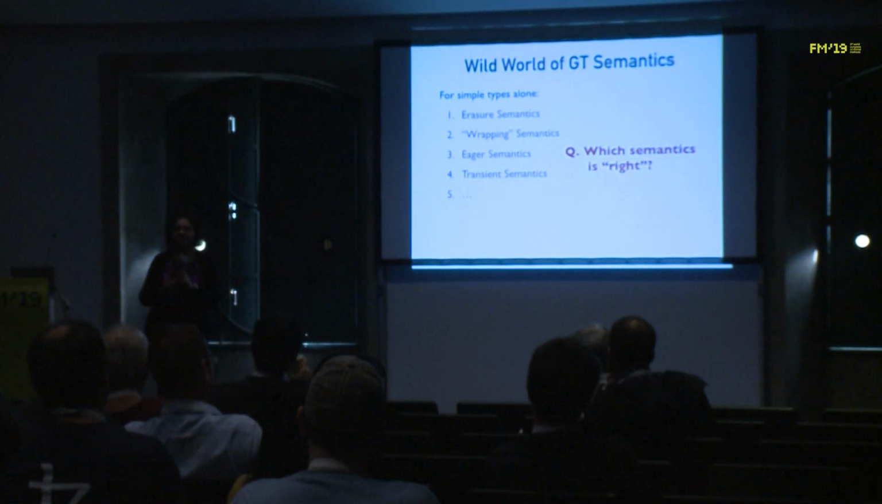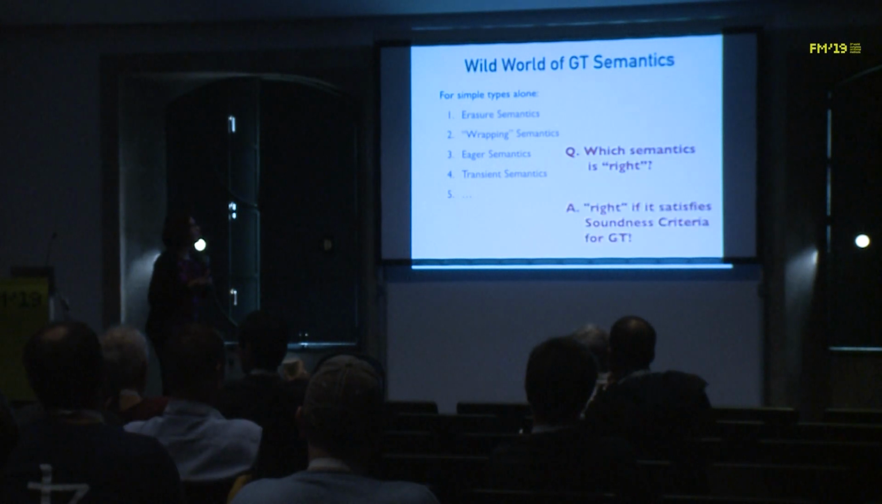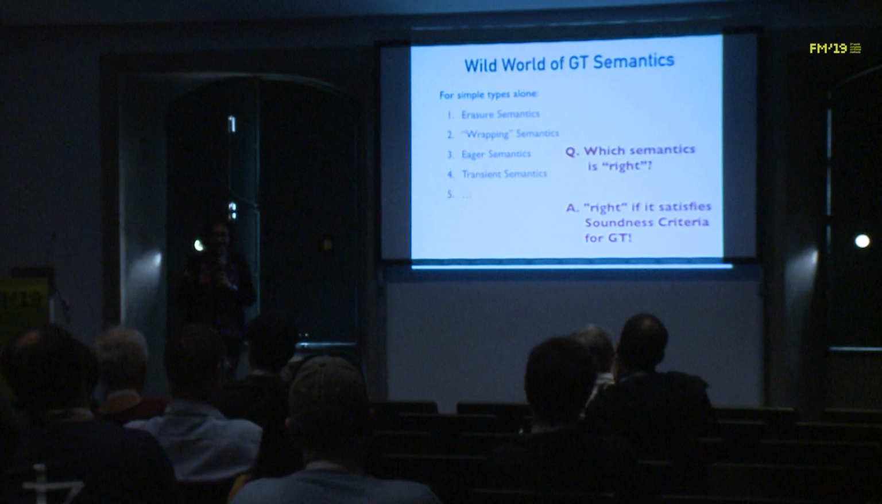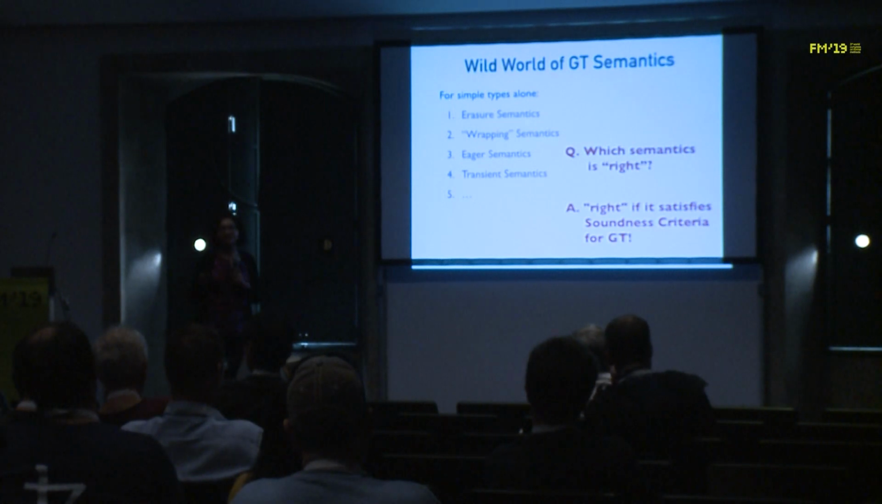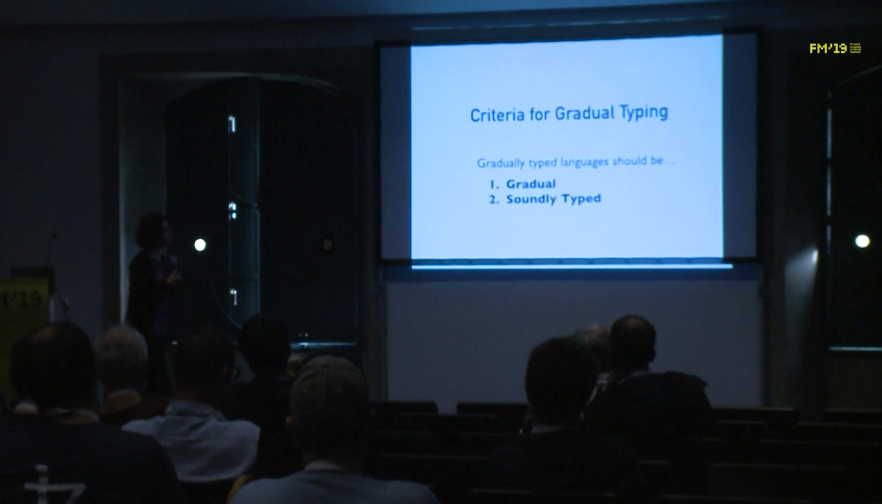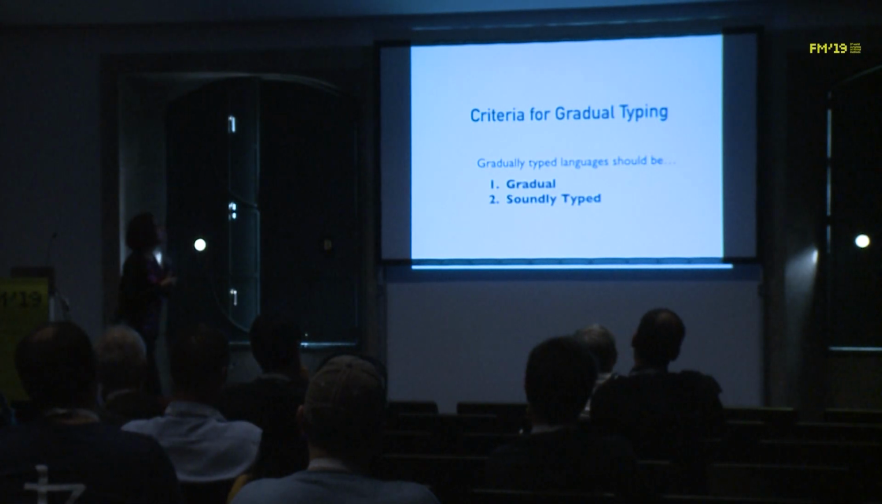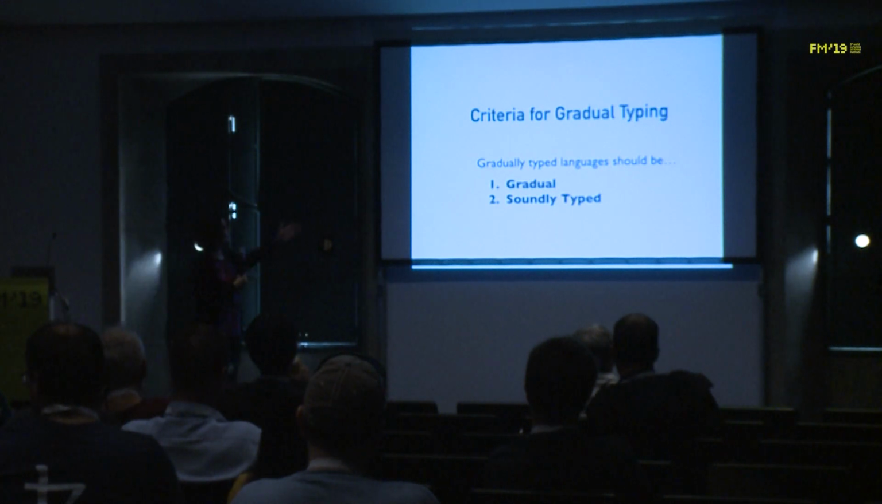What does right mean? A semantics is right if it satisfies certain soundness criteria for gradual typing. And again, throughout this talk, I'm very concerned with sound gradual typing as opposed to unsound gradual typing. I want my types to mean something and provide certain soundness guarantees. Okay, so what are these criteria for gradual typing? So the ones that I'm going to be talking about are, I'm basically saying that if you have a gradually typed language, then it should be gradual, and it should be soundly typed. So what does that mean?